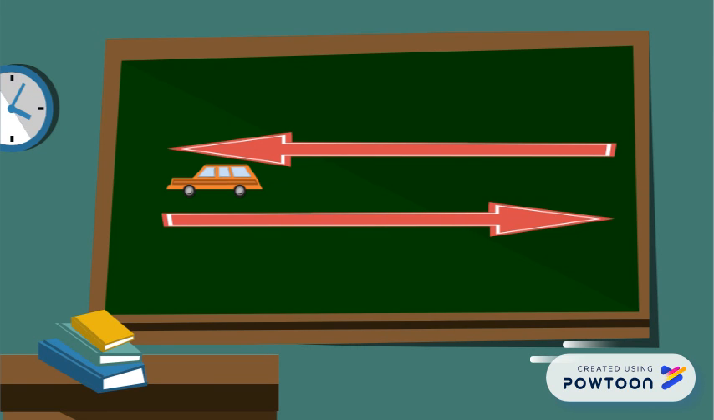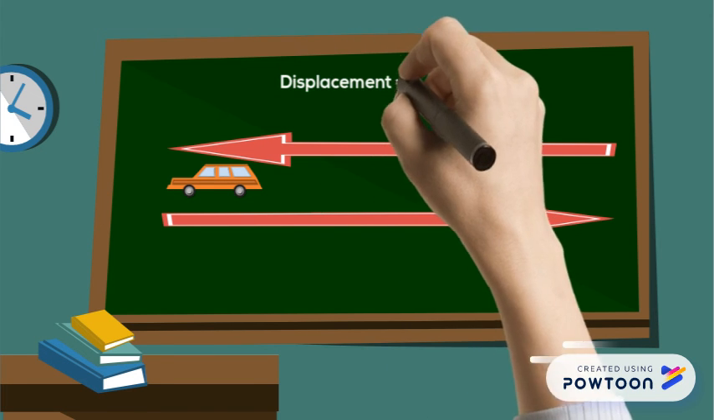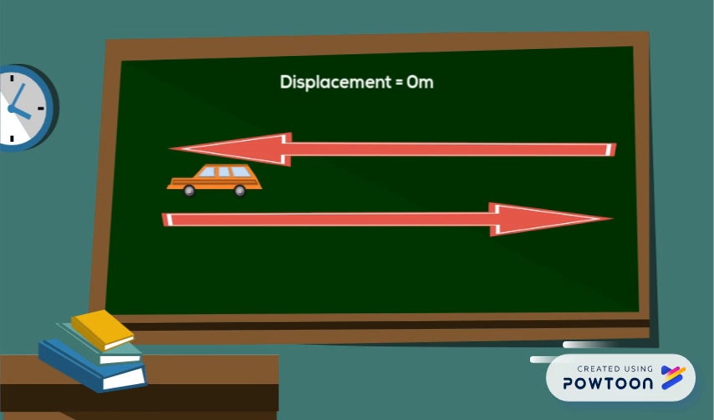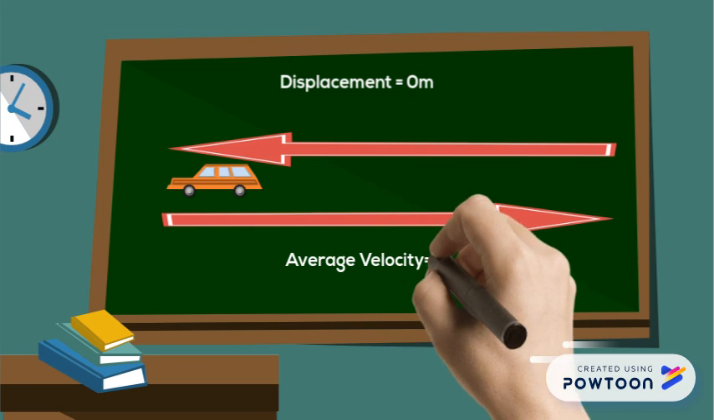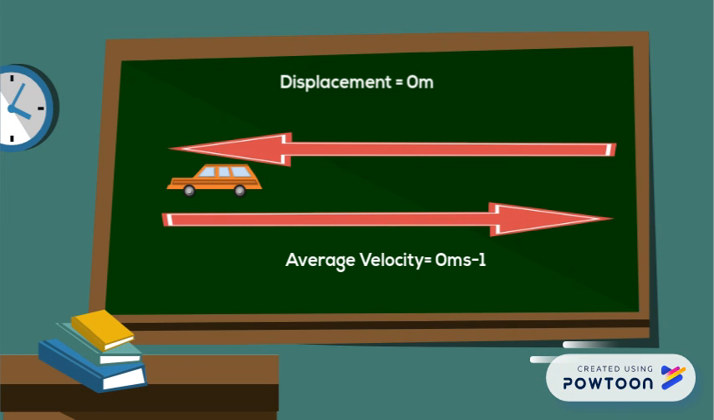As our vehicle returned to its point of origin, though, our displacement is 0 meters. Consequently, our average velocity is also 0 meters per second. From these examples, you can see the differences between scalars and vectors when studying kinematics.